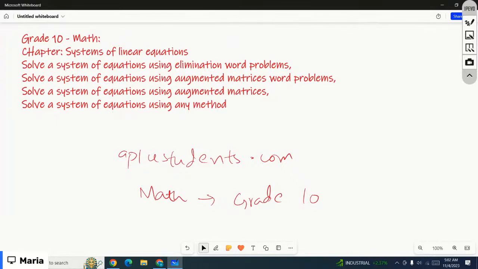We're going to start with the chapter system of linear equations. The lessons we're going to cover today are: solve a system of equations using elimination word problem, solve a system of equations using augmented matrices word problem, solve a system of equations using augmented matrices, and solve a system of equations using any method. Let's just start with the first lesson.